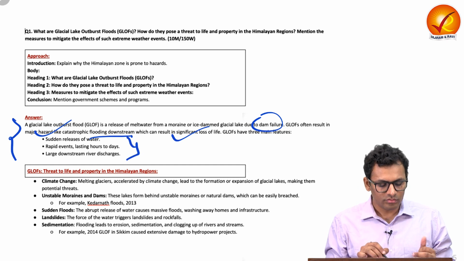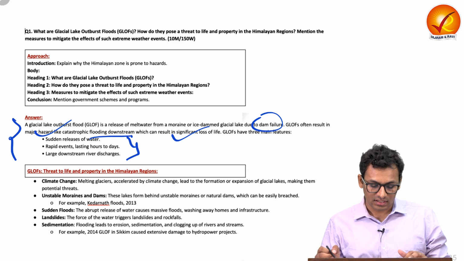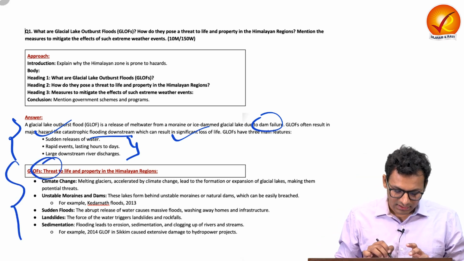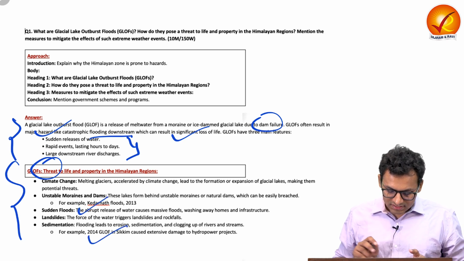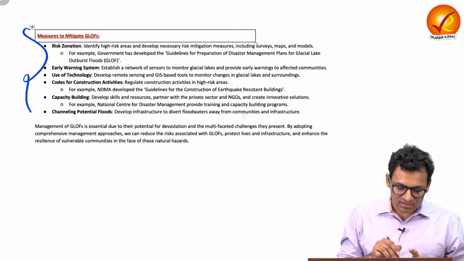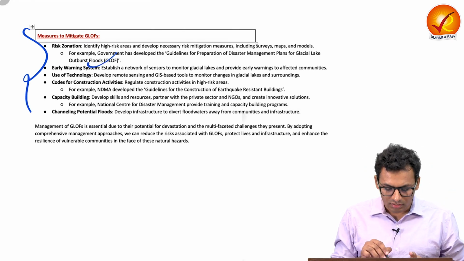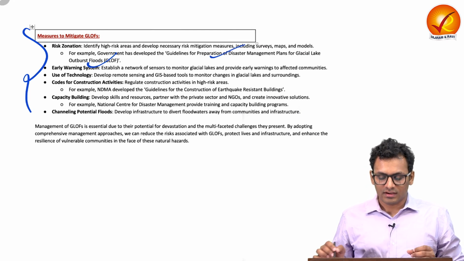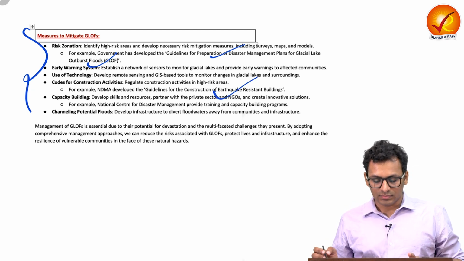You can talk about how the event works, in sudden release of water, rapid events lasting hours to days, and large downstream river discharge. Then in the threat part, you can list down all the keywords and arguments that we talked about and support the same with examples. In the measures, again, you can talk about different measures, support them with the argument. You can talk about different proof points like guidelines for preparation of disaster management plans, etc. So earthquake resistant building, etc.